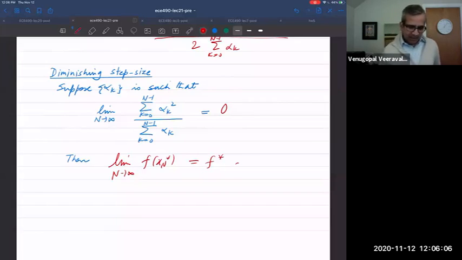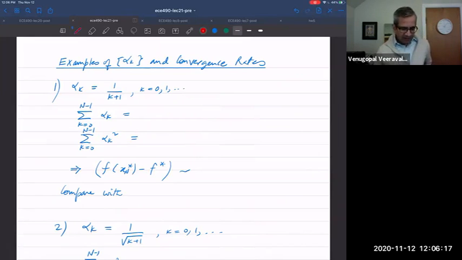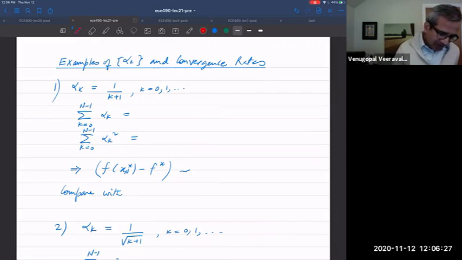Okay. So let's take some special cases where we might be able to do something like this. So first special case, and we'll also get the corresponding convergence rates. Suppose we take alpha k equal 1 over k plus 1, for k equals 0, 1, and so on. Right? So the summation of alpha k from 0 to n minus 1 is equal to the summation k equal to 0 to n minus 1 of 1 over k plus 1, which is the same as the summation from k equal to 1 to n of 1 over k.